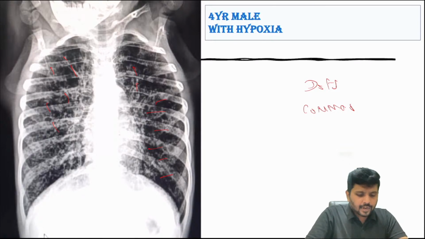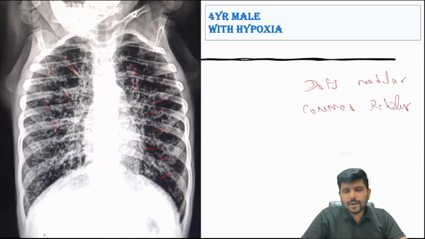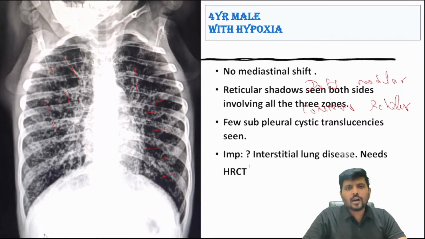Dots are nothing but nodular, commas are nothing but reticular. This widespread bilateral dots and commas pattern is otherwise known as reticulonodular pattern, and is suggestive of interstitial lung disease. The investigation of choice for any interstitial lung disease is HRCT, whereas in case of X-ray, you need to look for the dots and commas pattern.